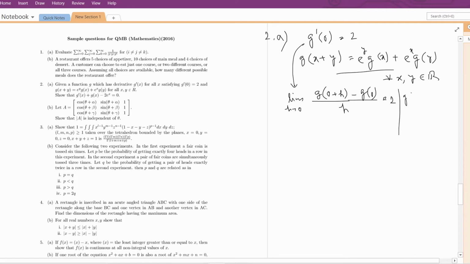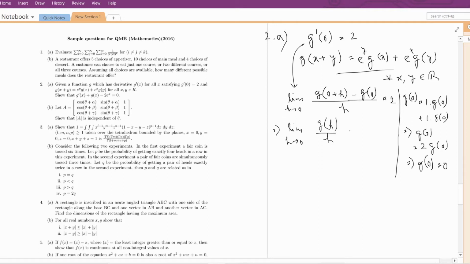Now before that, from this expression, if you put x equal to y equal to 0, then we will get g of 0 equal to e to the power 0, which is 1, into g0 plus e to the power 0, 1, into g0. So g0 equal to 2g0. That means g0 is equal to 0. We can put the g0 value here. Then we will get gh by h equal to 2.